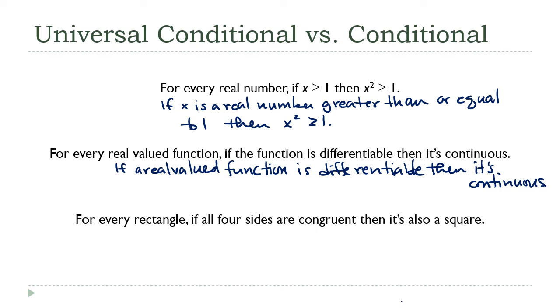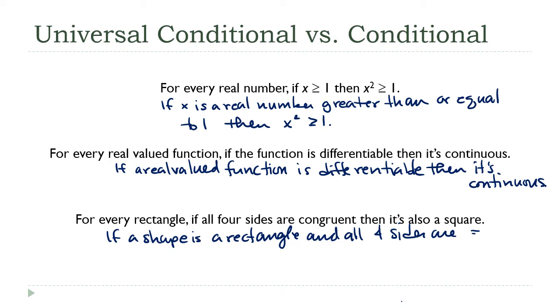And finally, the third statement would be: if a shape is a rectangle and all four sides are congruent, then it's a square.